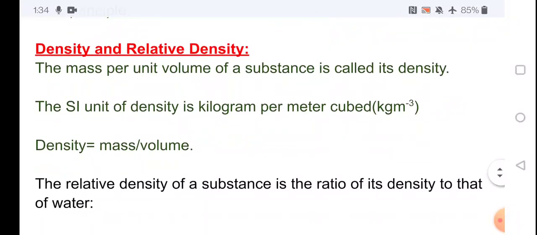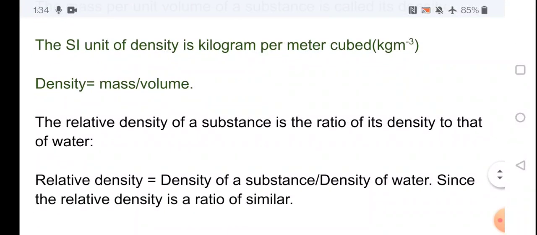Density means it is the ratio of mass per volume. Relative density means the density of an object. It is the ratio of the density of an object to the density of the water.